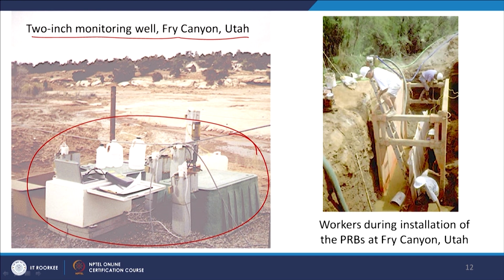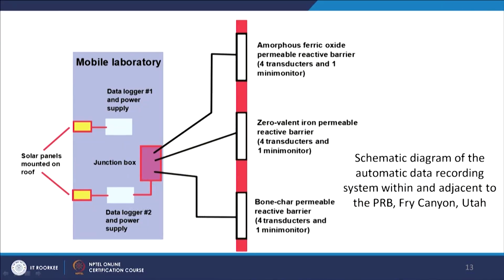But keep in mind that one of the obvious advantages of PRB is that we are going to have relatively fewer above ground structures, right. Typically, you can have somebody come in and take the readings manually, or typically you will have automatic data loggers, that's what you see here. So AFO, zero valent iron and bone char, right. We have the ports for data gathering, if I can call them that, and they are connected to this mobile laboratory and automatic data logger, and they have the solar mounted panels and such.